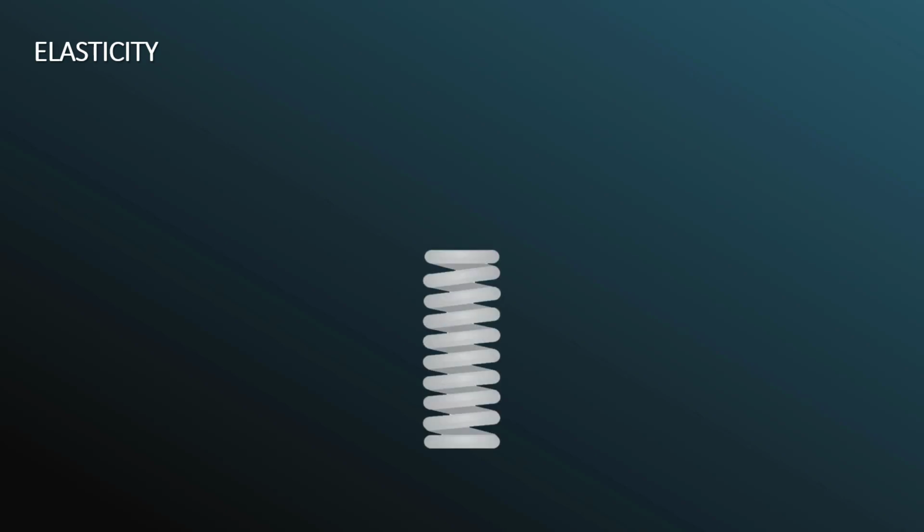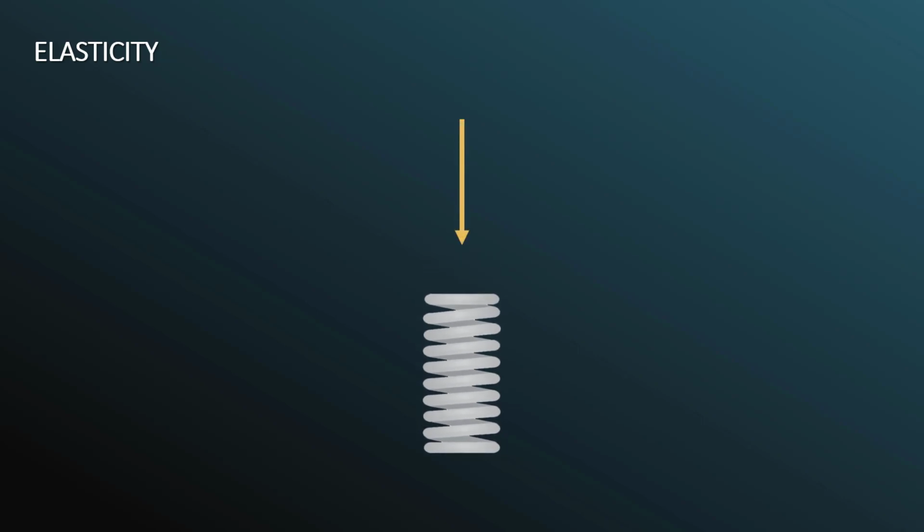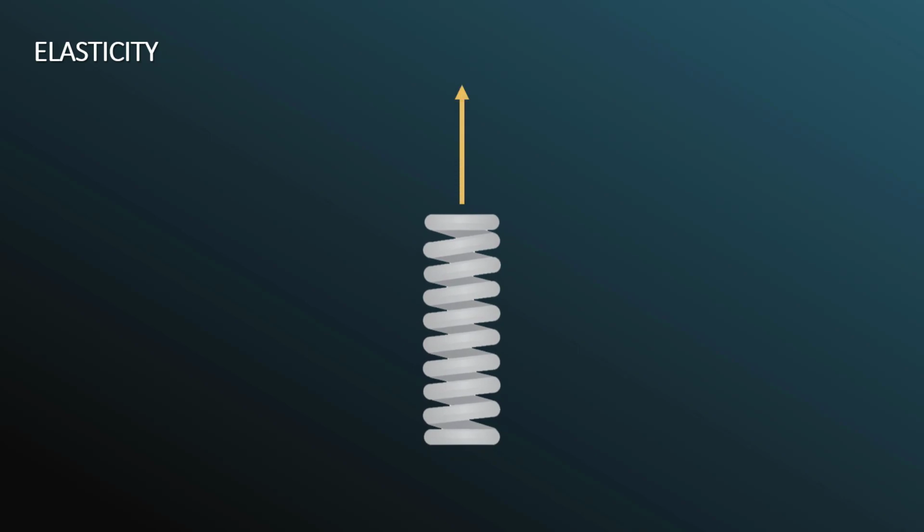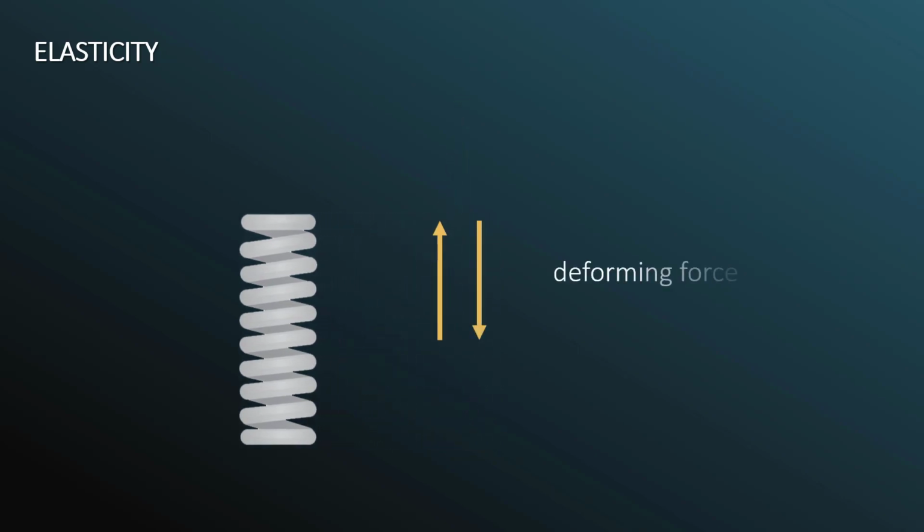Elasticity. Consider a helical spring. When a force is applied downward, the spring compresses. When a force is applied upward, the spring stretches. These are known as deforming forces because they deform the object. So whatever force has been applied to the spring in the example shown, that particular force, whatever it is, can be considered a deforming force.